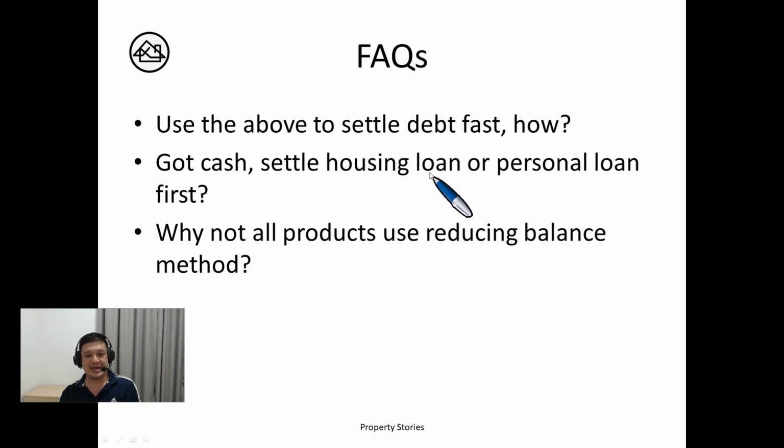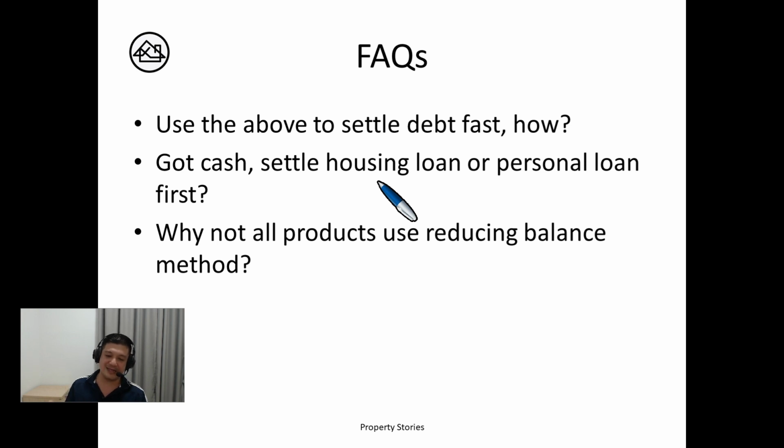Then next one, got cash, settle housing loan or personal loan first. Remember, housing loan is reducing balance, while personal loan is already flat rate. They charge it flat rate. So if you got cash, you settle your housing loan or personal loan first? For me, I will settle the personal loan first because it's a smaller amount, because it's flat rate and smaller amount.